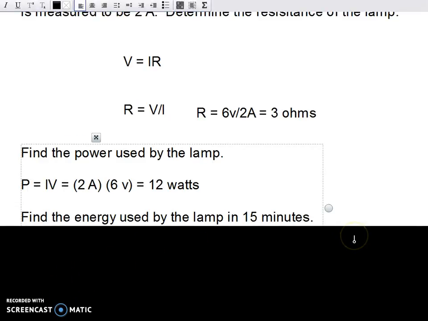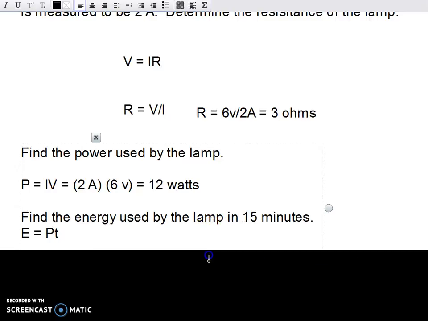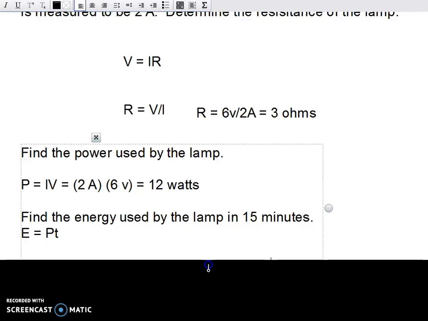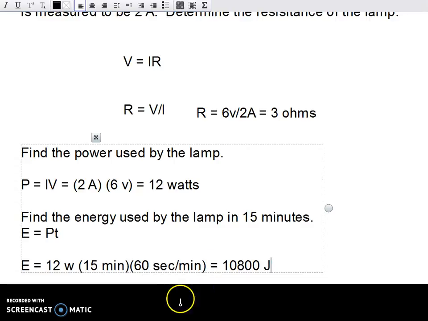So if power is measured in watts and time needs to be measured in seconds, we can determine the energy used. So if we want to find the energy used by the lamp in 15 minutes, we can use this generic equation, and we need to convert minutes to seconds. So if I multiply 15 times 60, that will give me time in seconds, and then I multiply that times 12, and that will come out to 10,800 joules.